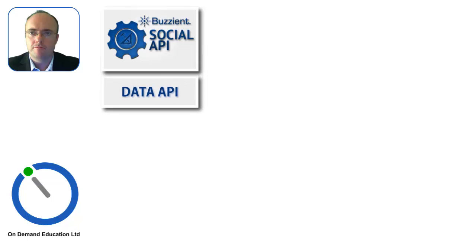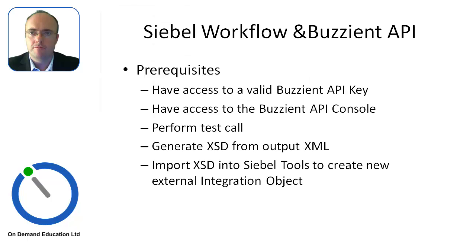Last time out, we saw how Buzzient Enterprise uses standard workflow processes to integrate with Siebel. This time out, we're going to use the Buzzient Social API to demonstrate how Siebel workflow configurators can extract whatever data they need for customizing their business processes.